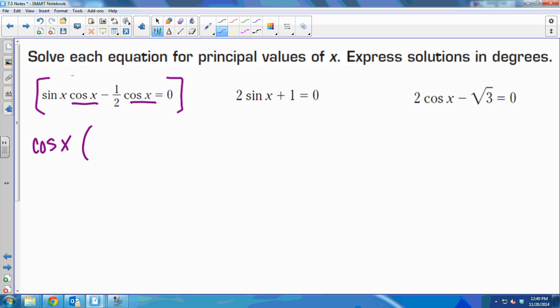So we take the cosine out, what's going to be left over? Sine x minus 1/2.